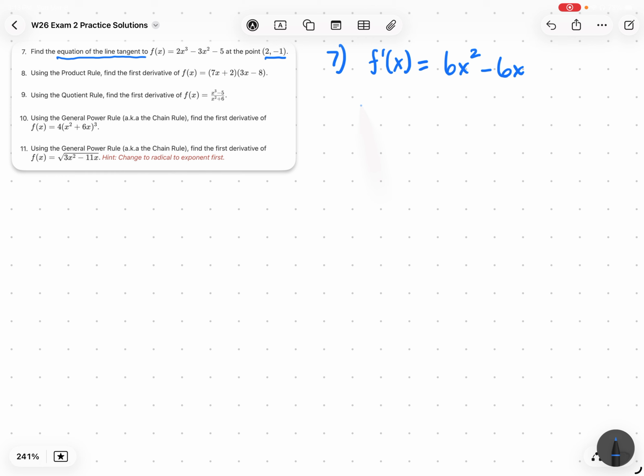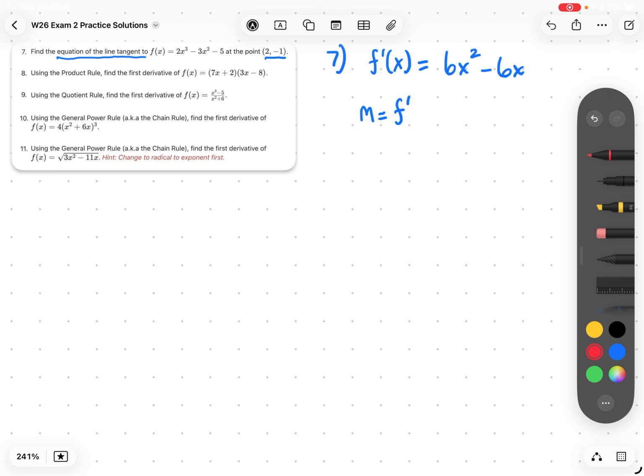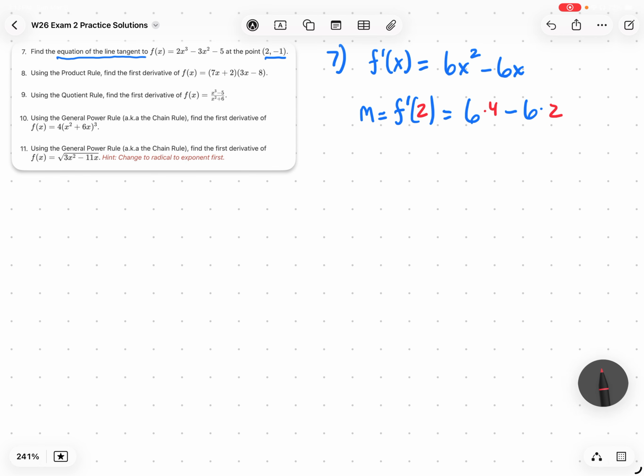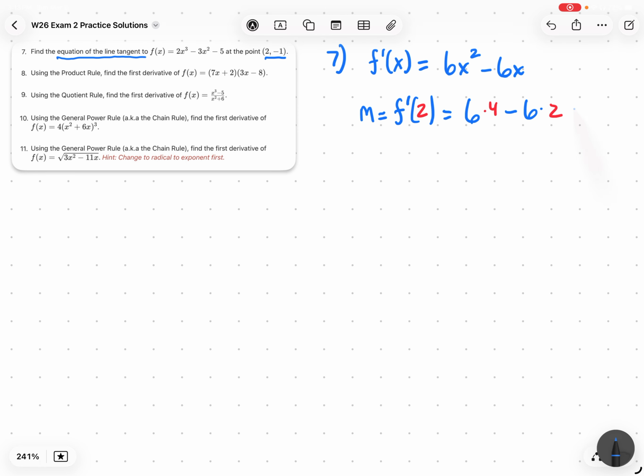So to get the slope here, I just need to plug that x-coordinate into my derivative. So I'm going to plug in a 2. And then basically I just do 6 times 2 squared, which is 6 times 4, minus 6 times 2. And that will be my slope. Let's make sure I don't mess this up. Let's see. I believe that's going to be 24 minus 12, which is 12. So the slope is 12.